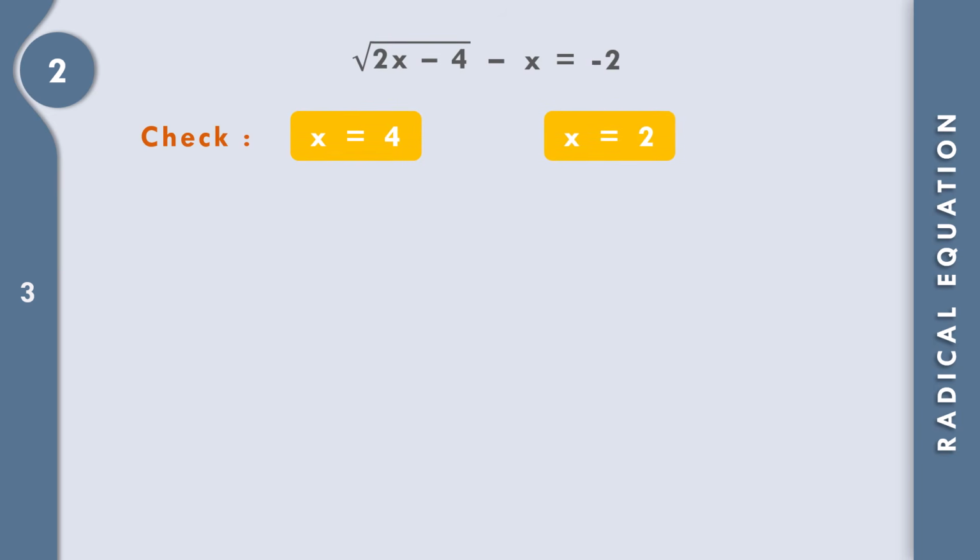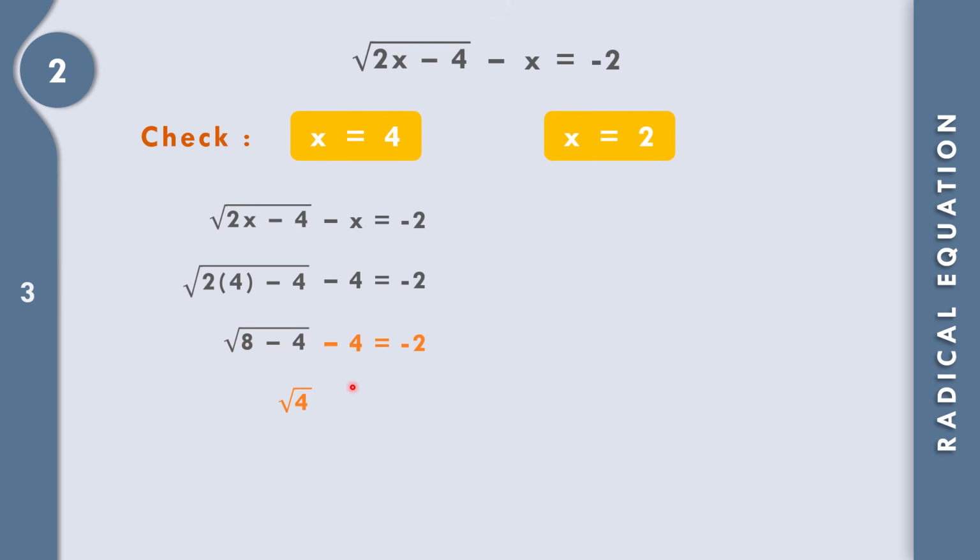So let us check if the answer is 4 and 2, or only 4, or only 2. If the given is the square root of 2x minus 4 minus x equals negative 2, let us replace x with positive 4. So the square root of 2 times 4, copy negative 4, replace x by 4, so minus 4 equals negative 2. 2 times 4 is equal to 8. Copy negative 4, minus 4 equals negative 2. The square root of 8 minus 4 is the square root of 4, and then copy negative 2.